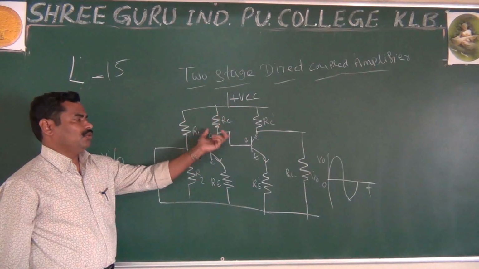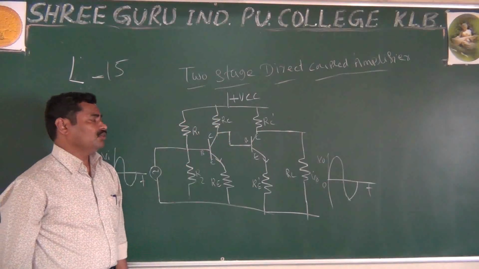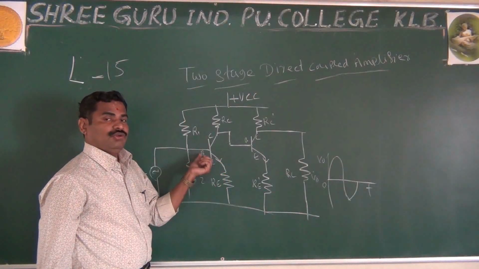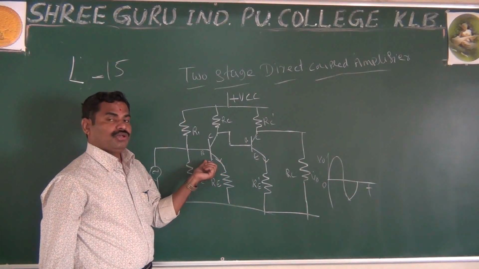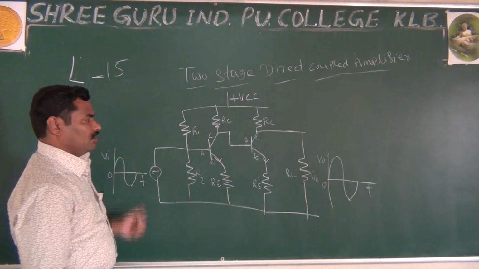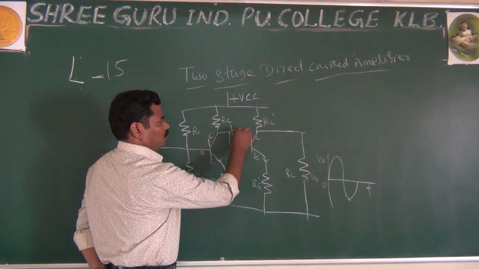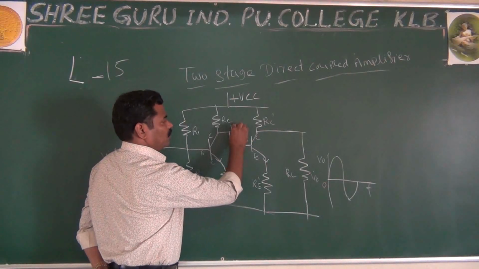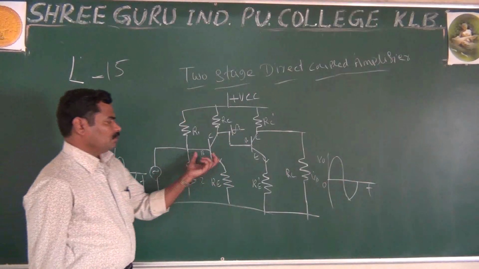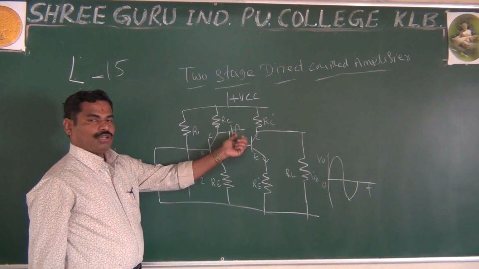And the amplified output will come across the RC. And as I said, you are using the CE amplifier, and you know in a CE amplifier the input and output are 180 degrees out of phase. It means you give the input, but you get the output across like that. We are getting the output like that, because of the property of the CE amplifier: the input and output are 180 degrees out of phase.